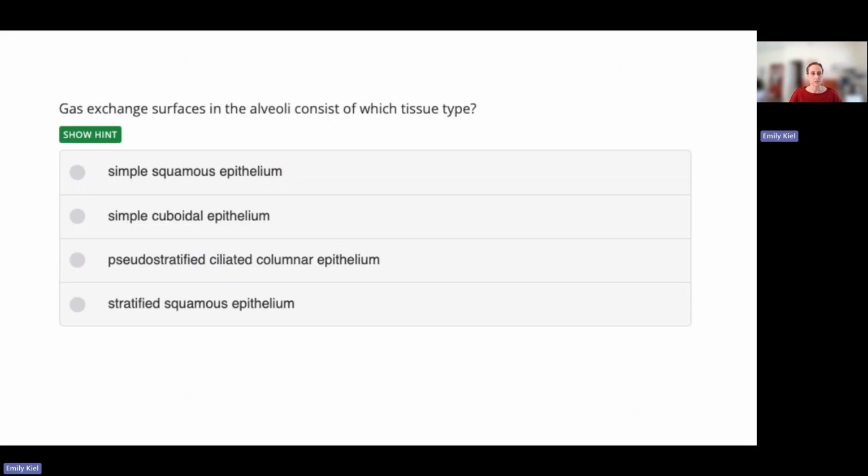So let's look at this question. Take a minute to read it, pause the video, select your answer. Hope you got that gas exchange surfaces are simple squamous epithelium.